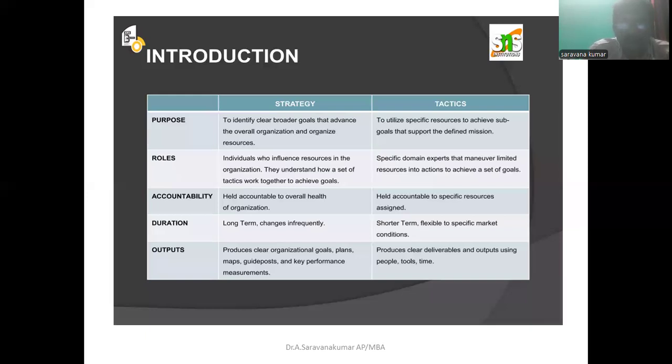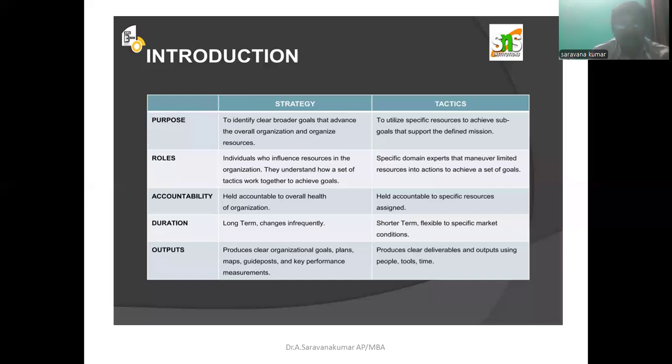Roles. In the strategy, individuals who influence resources in the organization understand how a set of tactics work together to achieve goals. Specific domain experts maneuver limited resources into actions to achieve a set of goals. Accountability: held accountable to the overall health of the organization. Tactics are held accountable to specific resources assigned.